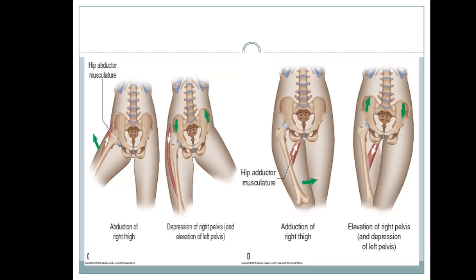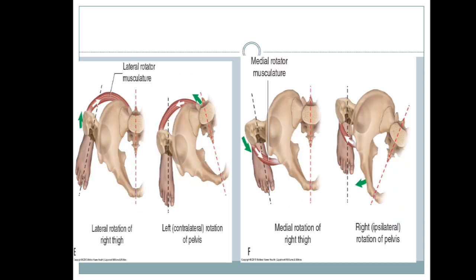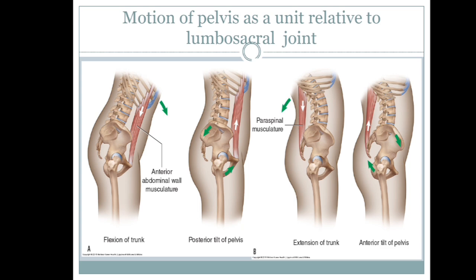Next, with the hip abductors, abduction of the right thigh, there will be depression of the right pelvis and elevation of the left pelvis. With hip adduction, elevation of the right pelvis and depression of the left pelvis. With lateral rotation of the right thigh, there will be left rotation of the pelvis. And in the second figure, with medial rotation of the right thigh, there will be right rotation of the pelvis.